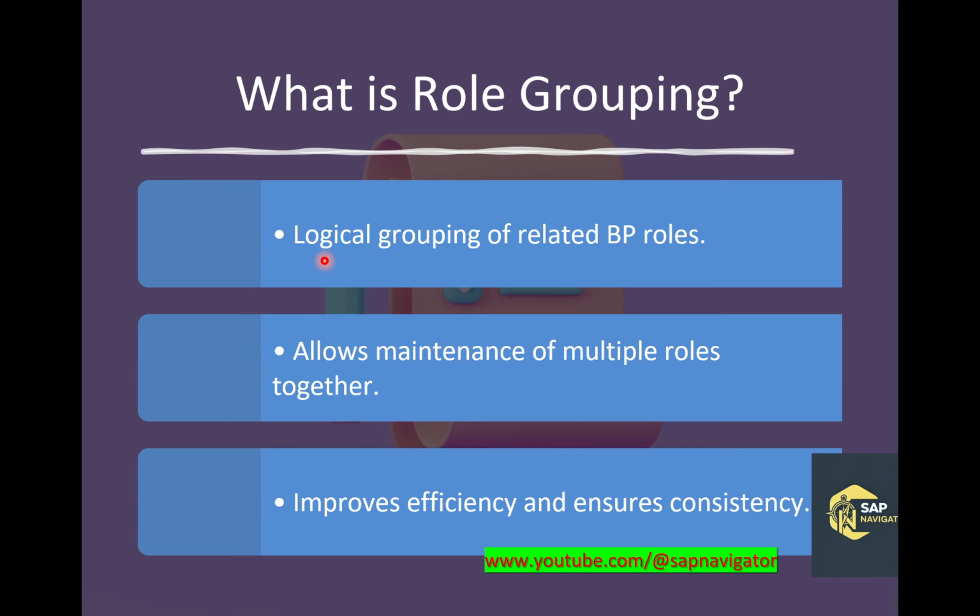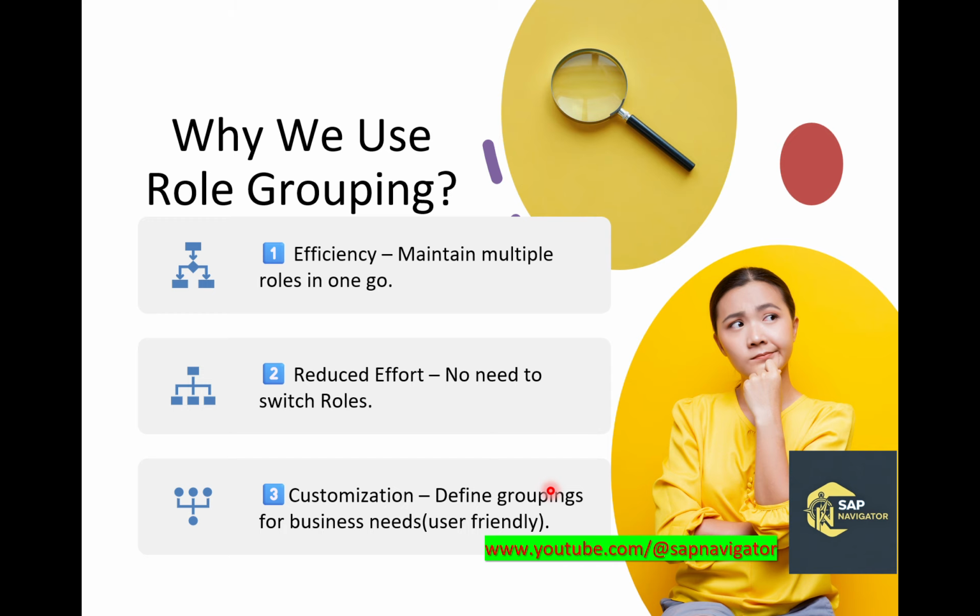We can club both business roles together as a role grouping, and it allows maintenance of multiple roles together. Instead of selecting the customer sales role once and maintaining the data, and then coming back to the BP role again to maintain company code data, you can create all the roles at a time. This improves efficiency and ensures consistency is maintained.